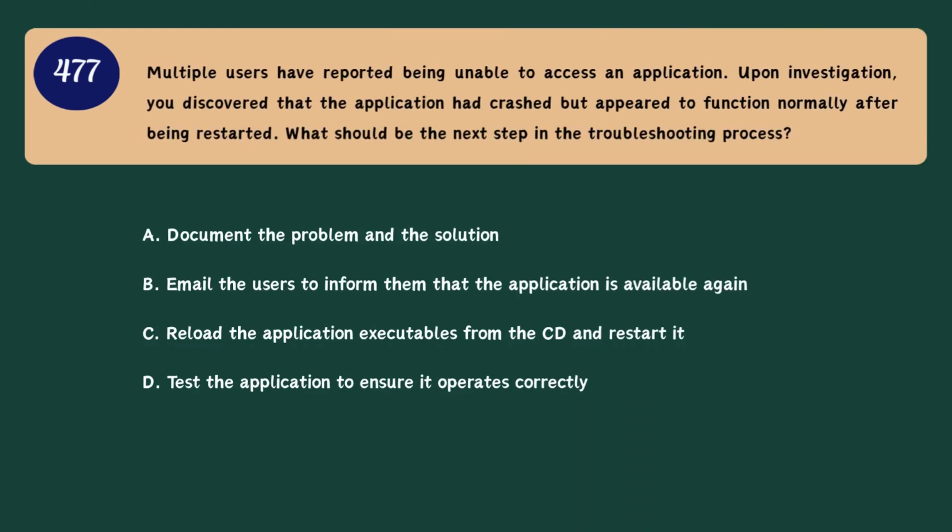Question 477. Multiple users have reported being unable to access an application. Upon investigation, you discovered that the application had crashed, but appeared to function normally after being restarted. What should be the next step in the troubleshooting process? A. Document the problem and the solution. B. Email the users to inform them that the application is available again. C. Reload the application executables from the CD and restart it. D. Test the application to ensure it operates correctly.